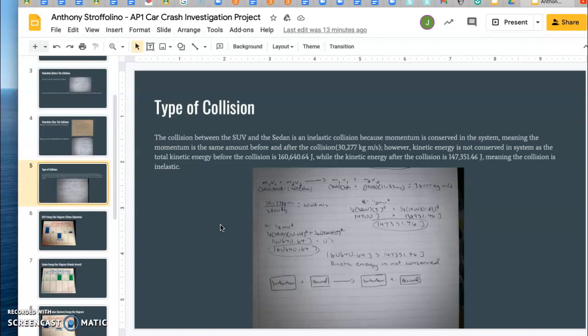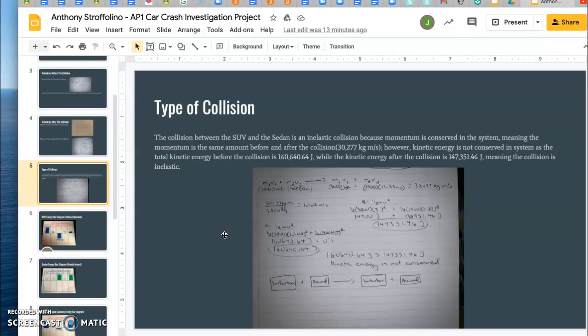Then you do the same process to find the kinetic energy after the collision. You use the equation 1/2 mv squared for the SUV after the collision and the sedan after the collision. When you plug in your values for the SUV after the collision, you get 14,400 joules. And for the sedan after the collision, you get 132,951.46 joules. When you add those together, your total kinetic energy after the collision will be 147,351.46 joules.